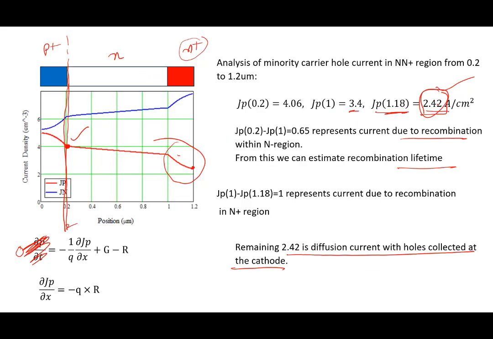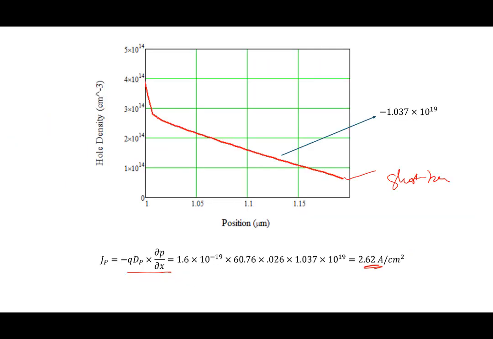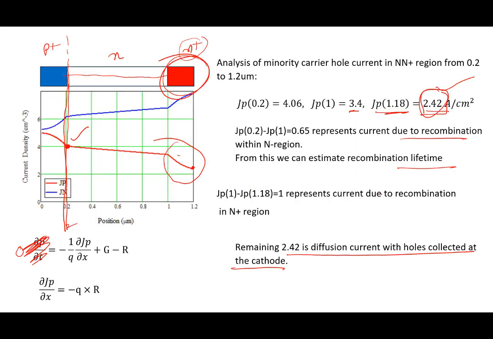So this is what is happening here. It's as if the holes that are injected from here come and go into this particular region, and this region itself is acting like a small short base diode. Current is flowing like this here. See? Almost linear. Carrier density profile is linear. So if you want to understand where this 2.42 current comes from, it's nothing but a diffusion current that we can calculate here.